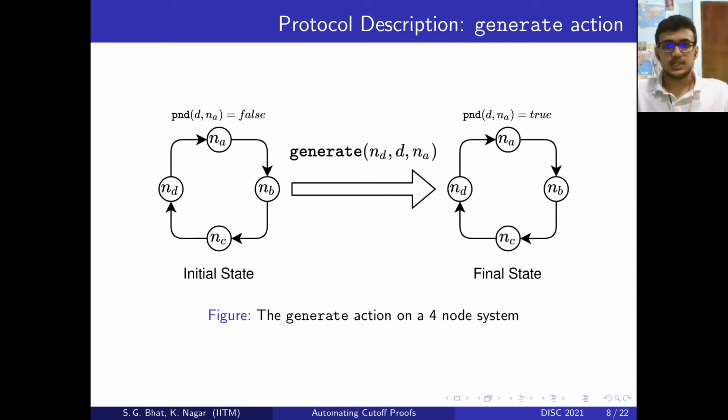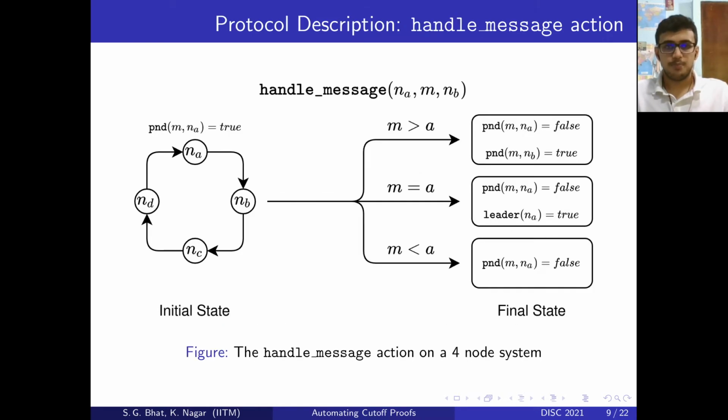As an example of this action, consider the following 4-node system as per the protocol. The nodes NA, NB, NC and ND have IDs A, B, C and D. In the initial state, PND D, NA is false, and after firing the generate ND D, NA action, the node D sends a message with ID D to node A, which places the message in its pending queue. Consequently, in the final state, PND D, NA is true.